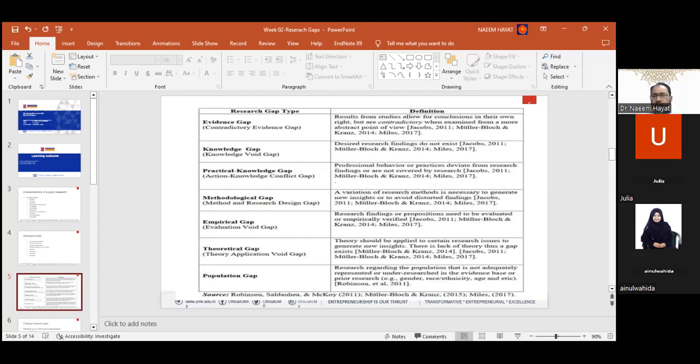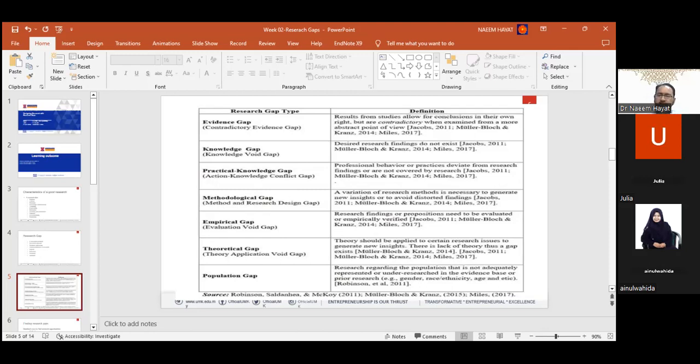So there is more possibility to utilize the theory and extend its use into a new area. There are maybe two types of gap. The theory is required to be built, or we can extend the theory application from one area to another area. That is the theoretical gap, the theory application-wise gap. It means the theory can be applied in another area, which can possibly be done by our researchers.